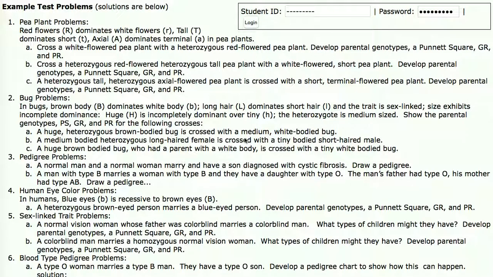Let's talk about some genetics problems, because the genetics chapter is presented in a very problematic way. You have to figure out what kinds of offspring are going to be produced from specific parents. So let's take a look at this first problem.